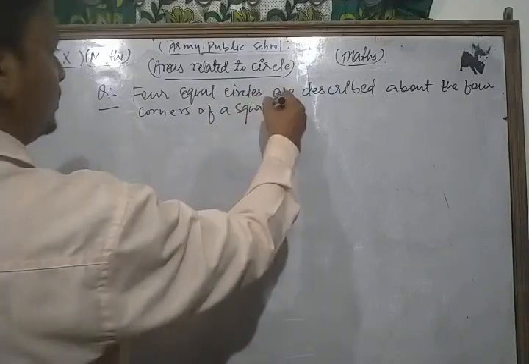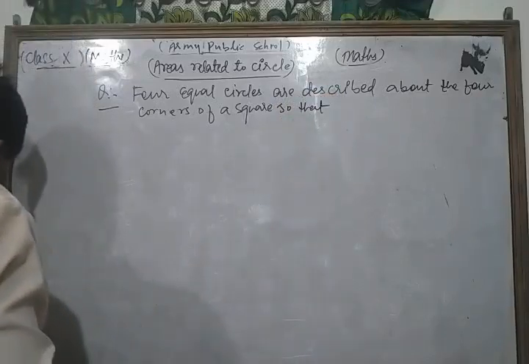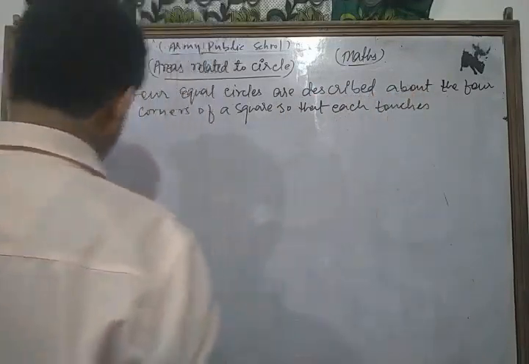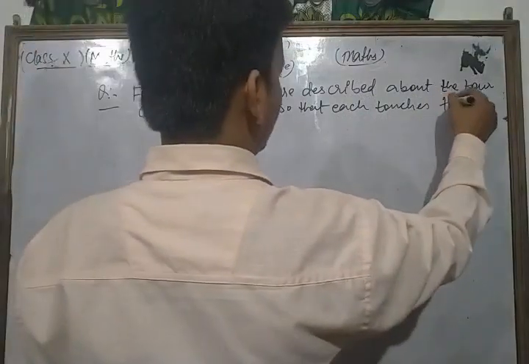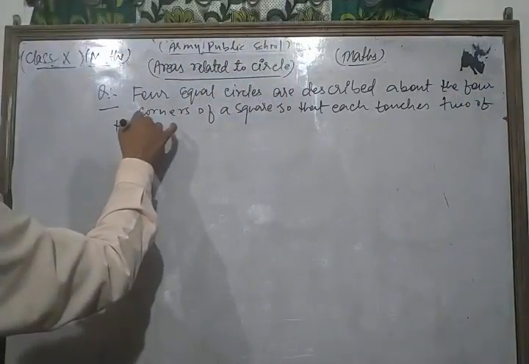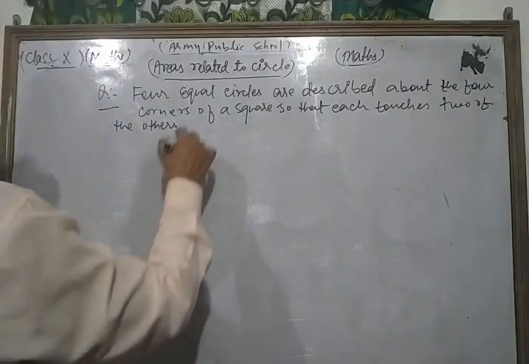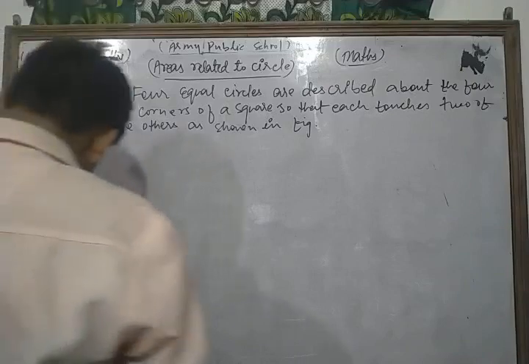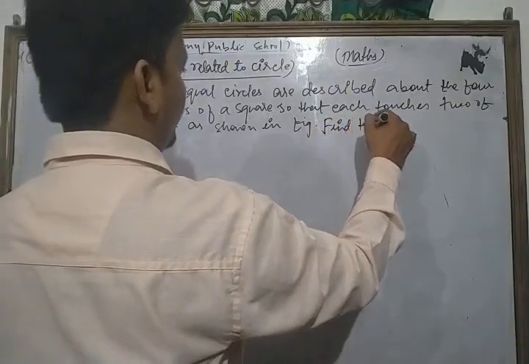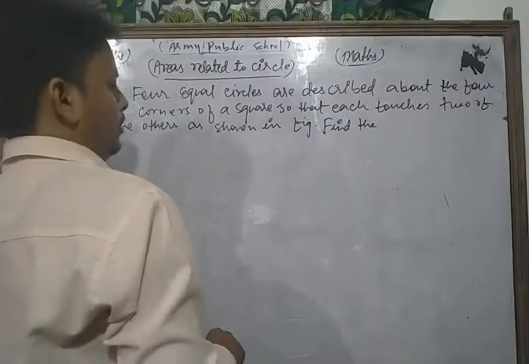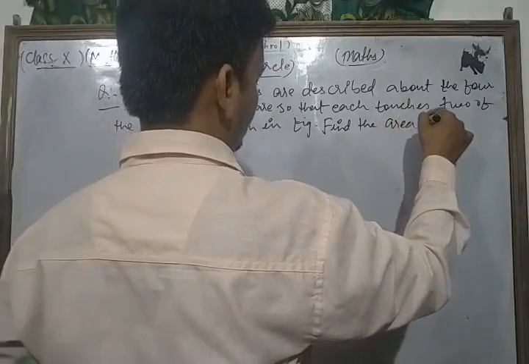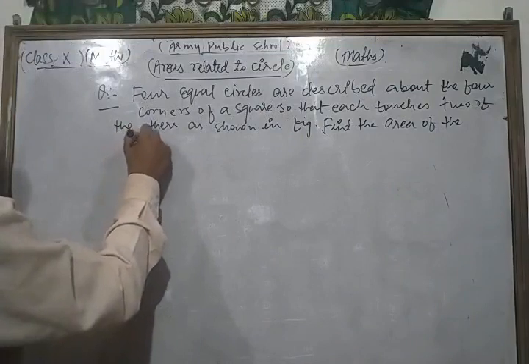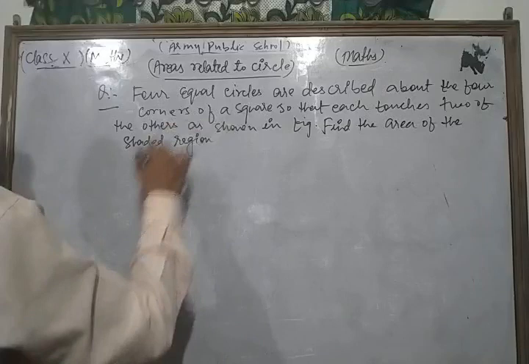so that each touches two of the others, as shown in the figure. Find the area of the shaded region.